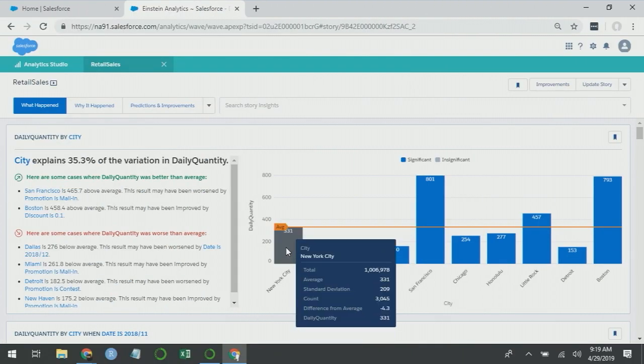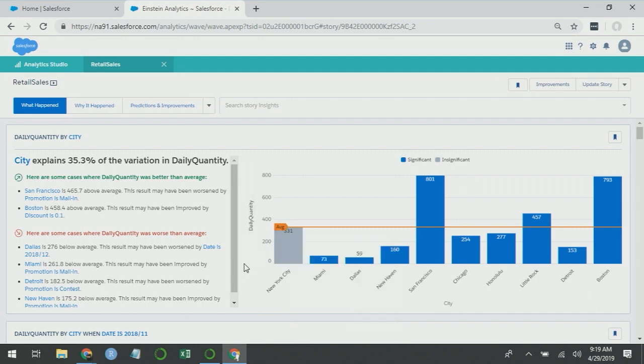So now that we see this, even though New York City is actually a little bit below the average line, there's nothing to be alarmed about. New York City is actually conforming to the rest of my business. There's nothing remarkable about it. However, San Francisco, Little Rock, and Boston are statistically significantly higher than average. Miami, Dallas, New Haven, Chicago, Honolulu, and Detroit are statistically significantly below average. But there's even more going on in this chart.